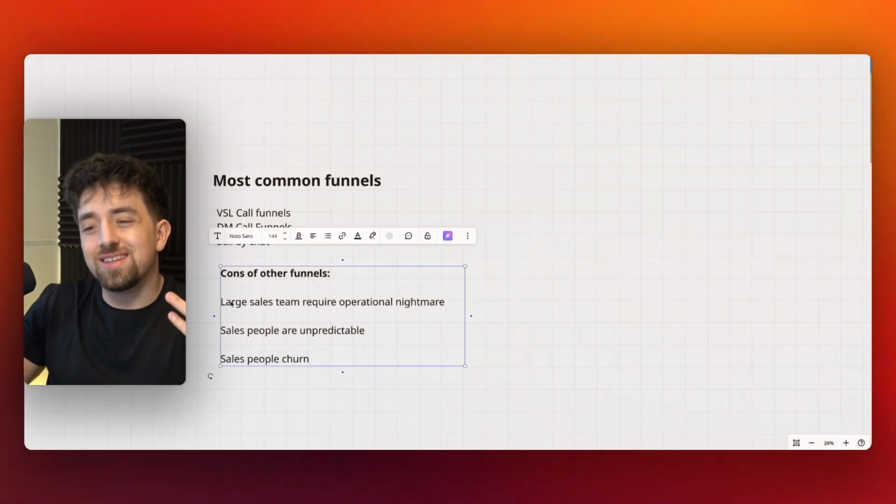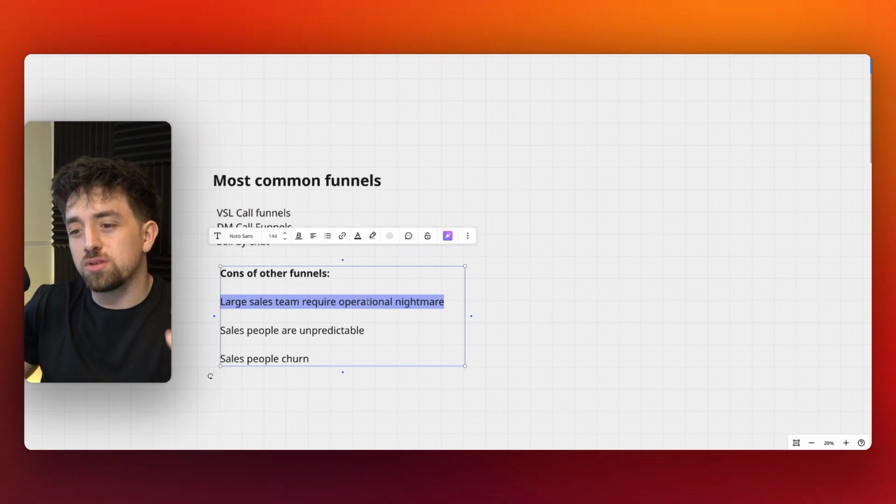Now that can be a lot of work, because you need to be constantly recruiting, constantly interviewing, and you need to have a good training process, getting them onboarded. When they initially get into the team, they're not going to be as good, so you need to ramp them up. So effectively, most of these common funnels that require sales teams come with these downsides.